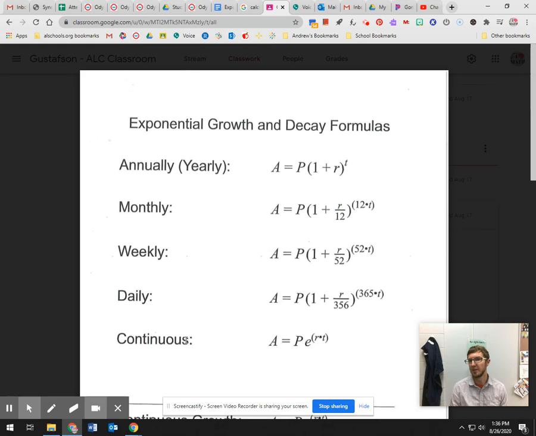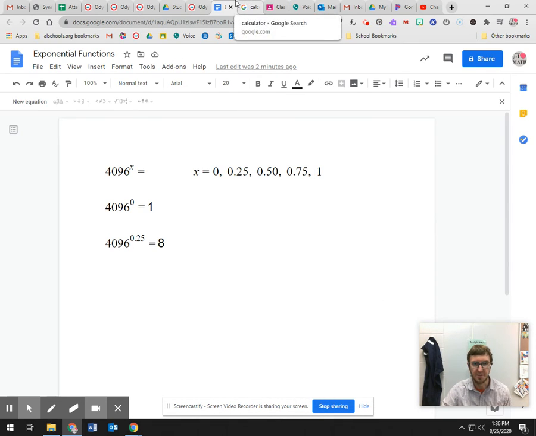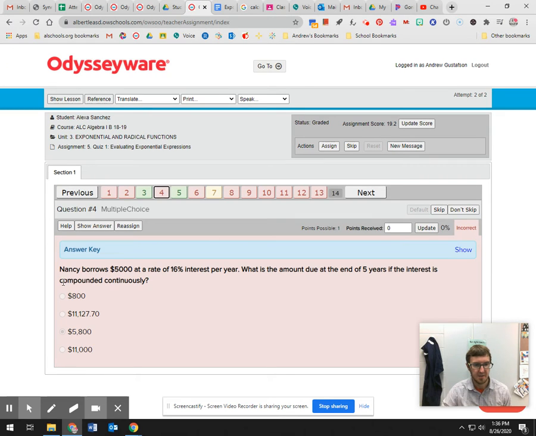So you don't wait till the end of the month to get your interest. You don't wait till the end of the day to get your interest. You don't even wait till the end of the second. It's just boom, boom, boom, constant interest. So this problem says it's compounded continuously. So we are going to use that continuous compound interest.